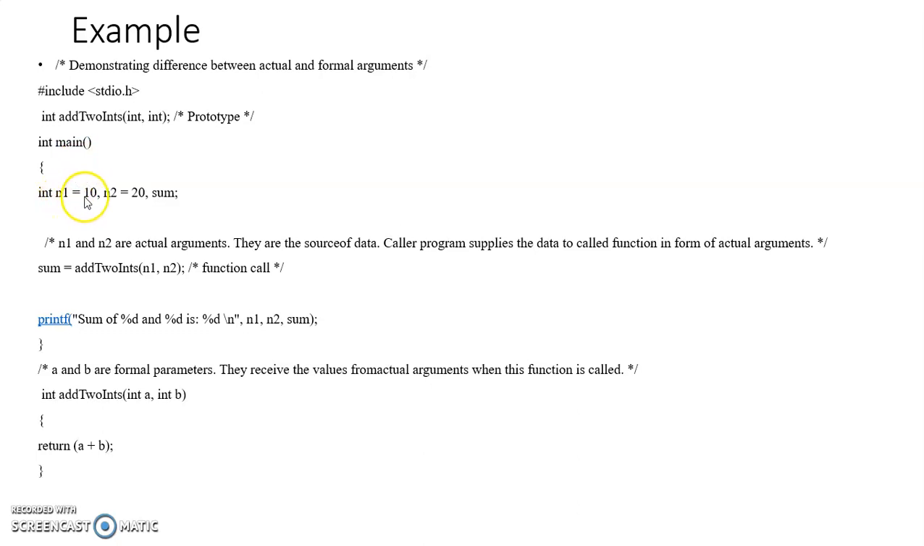In the main function, I am directly passing the values of n1 and n2. Here I am taking the variable names as n1 and n2. You can take them as a and b also. Fine. So 10, 20, and sum is my output variable. Now n1 and n2 are the actual arguments because these are taken in the main function. They are the source of data. The caller program supplies this data to the called function in the form of actual arguments.